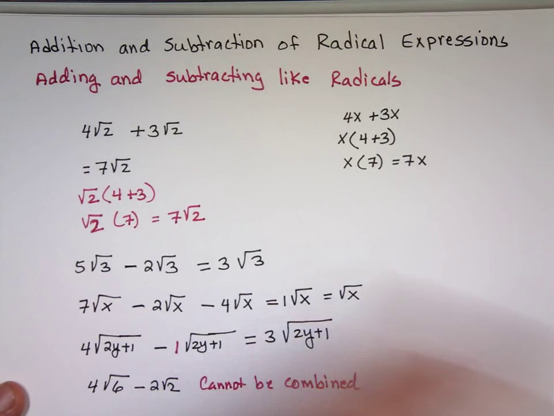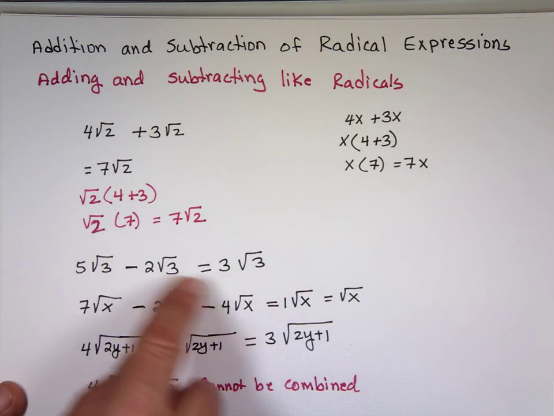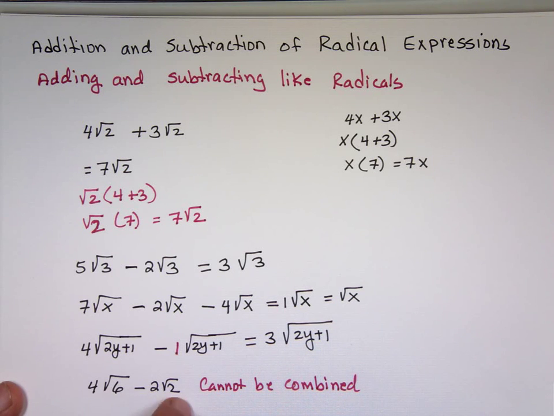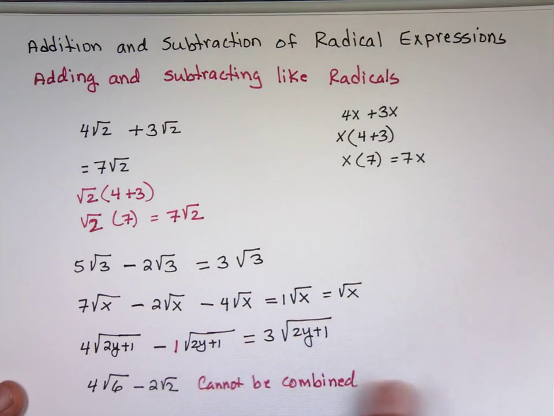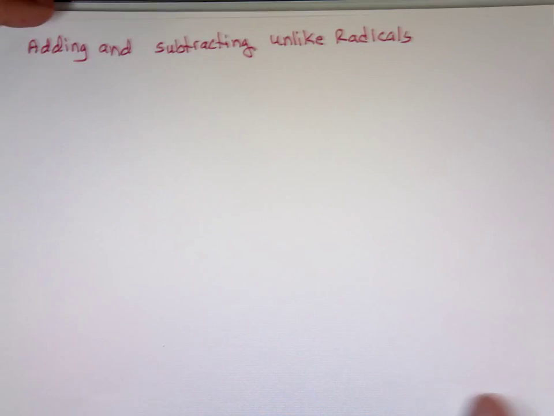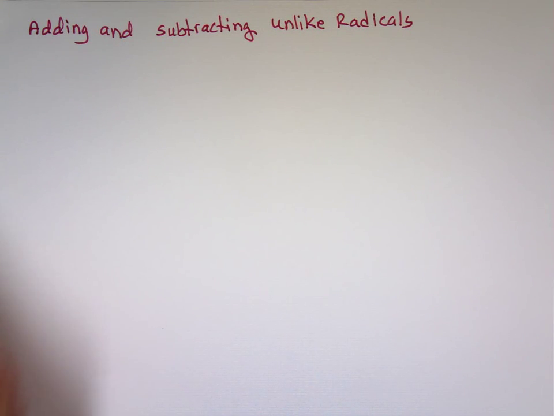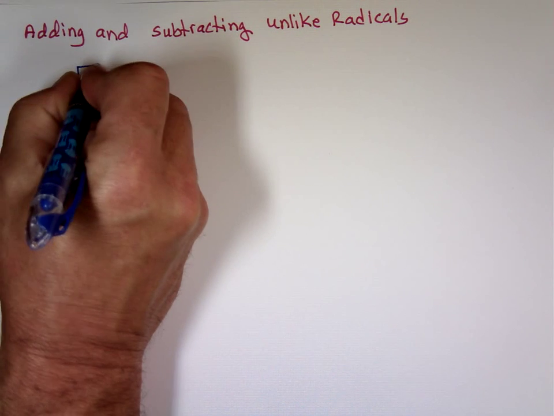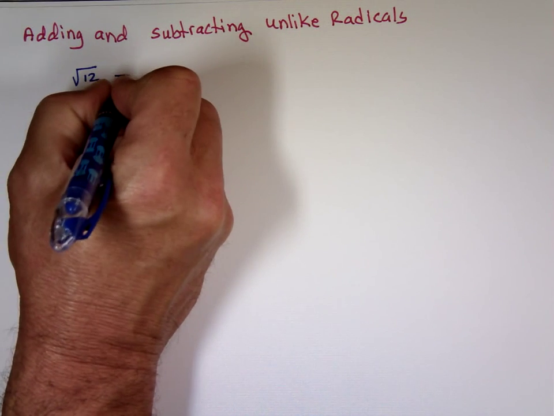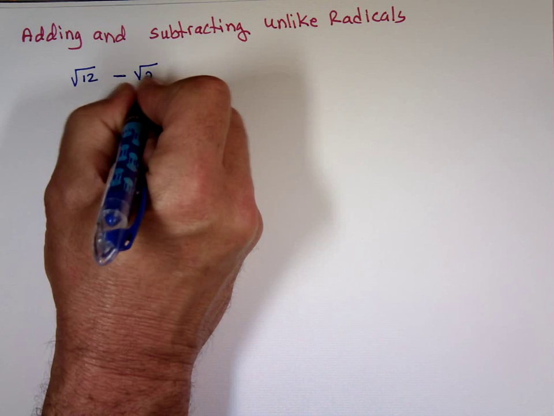Well, not every problem is going to have like radicals, the same thing. Like this one, these are unlike radicals. That doesn't mean every unlike radical can't be combined. So let's look at that. Adding and subtracting unlike radicals. So the value under the square root is not the same here. Let's try this one. What is the square root of 12 minus the square root of 27?